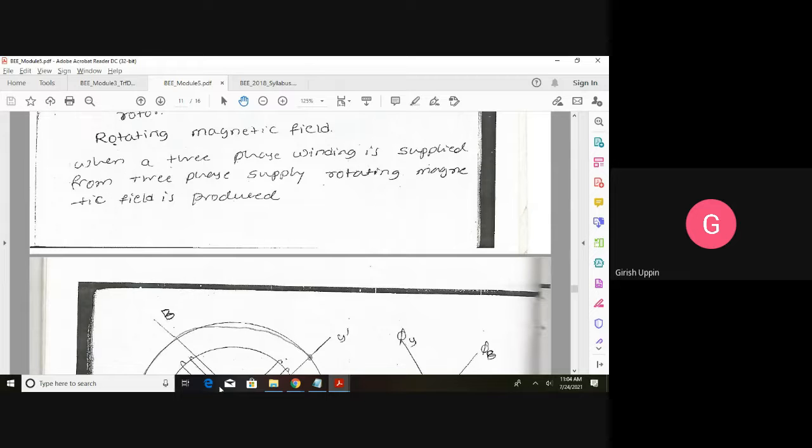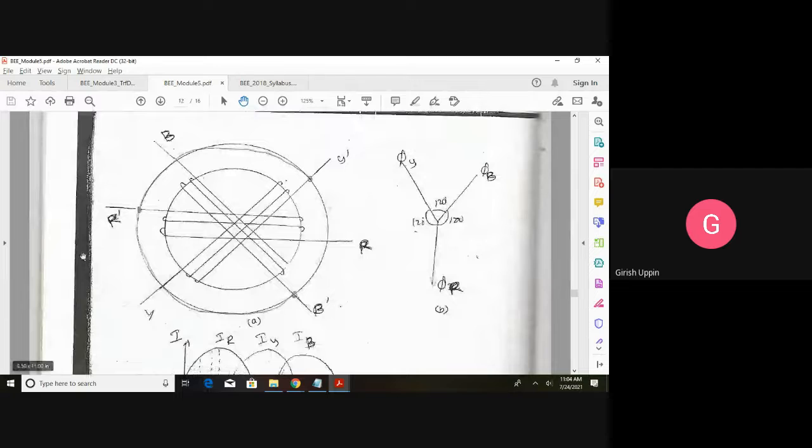Assume these are the three phases. This is the R phase, this is one end, this is the other end. This is the Y phase, 120 degrees apart, with one end and another end. And this is the B phase, 240 degrees apart with respect to the R phase, with one end and another end. If you observe here, R dash, Y dash and B dash are connected, so it is in a star fashion.